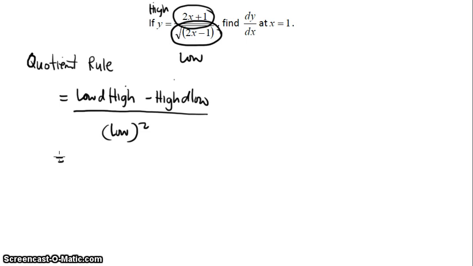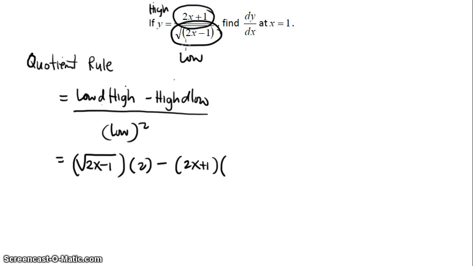So low means simply copying the denominator. So this is the square root of 2x minus 1 times d high, which means derivative of the high, the numerator. The derivative of the numerator 2x plus 1 is simply 2. And then minus high. This time we copy 2x plus 1 and then multiply it by the derivative of the low or the denominator. Now take note that the square root of 2x minus 1 can be written as 2x minus 1 raised to 1/2.